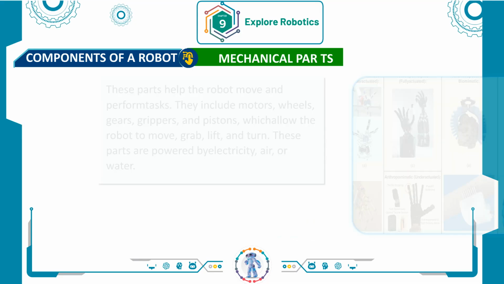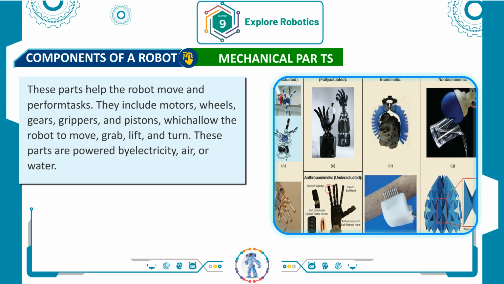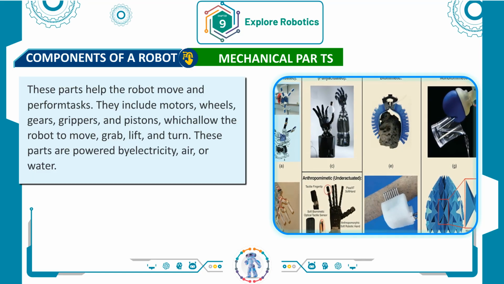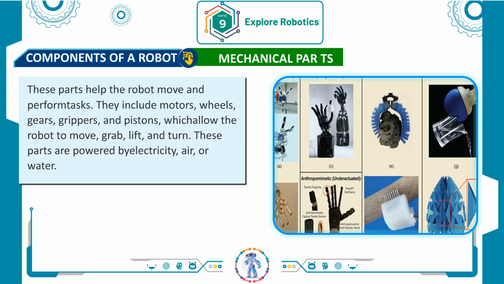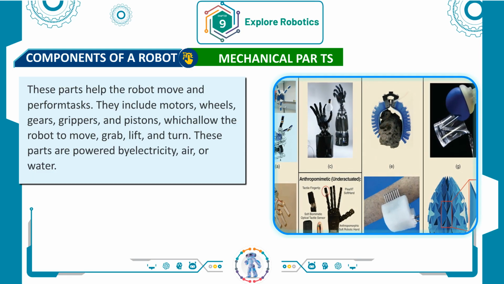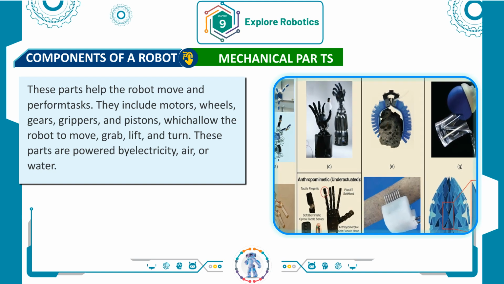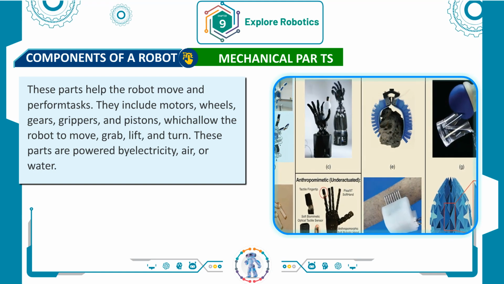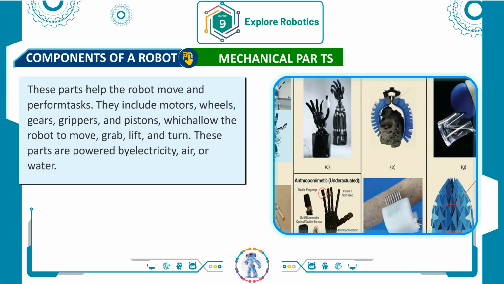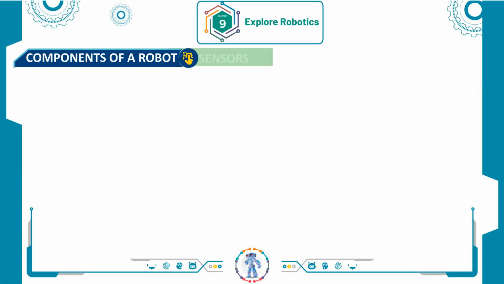Mechanical parts. These parts help the robot move and perform tasks. They include motors, wheels, gears, grippers and pistons, which allow the robot to move, grab, lift and turn. These parts are powered by electricity, air or water.